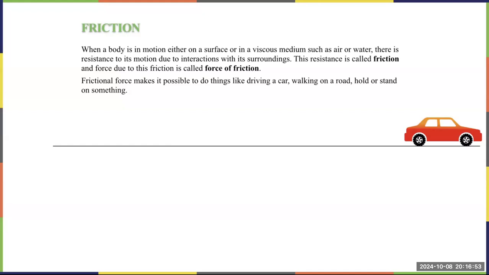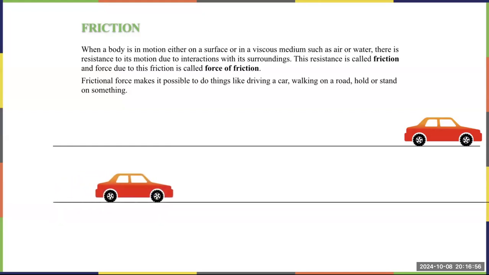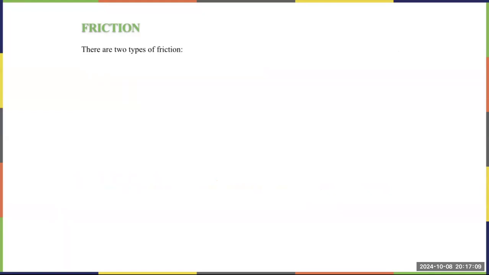So there's traction. Okay. And if there's no friction, it will just keep on going. You will not be able to stop. I tried to create this animation to make it a little bit of fun for you guys, but you guys are all good. So now there are two types of friction.